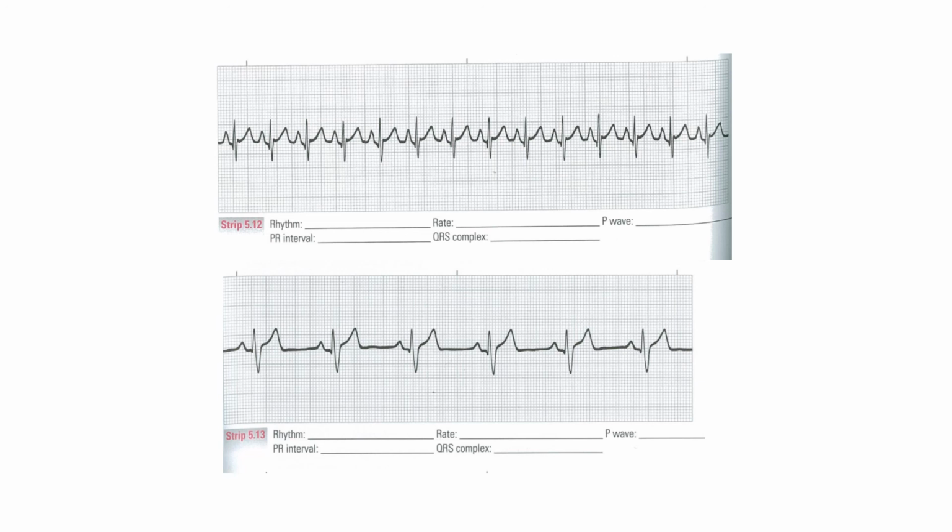You have P waves, they all are upright, they all look the same, so we know we can call them sinus because that's where the rhythm originated. And with P waves, we can measure PR intervals. So we're going to measure some PRs, and we always do more than one. I'm just giving you an idea of where to measure from: the beginning of the P to the beginning of the QRS.